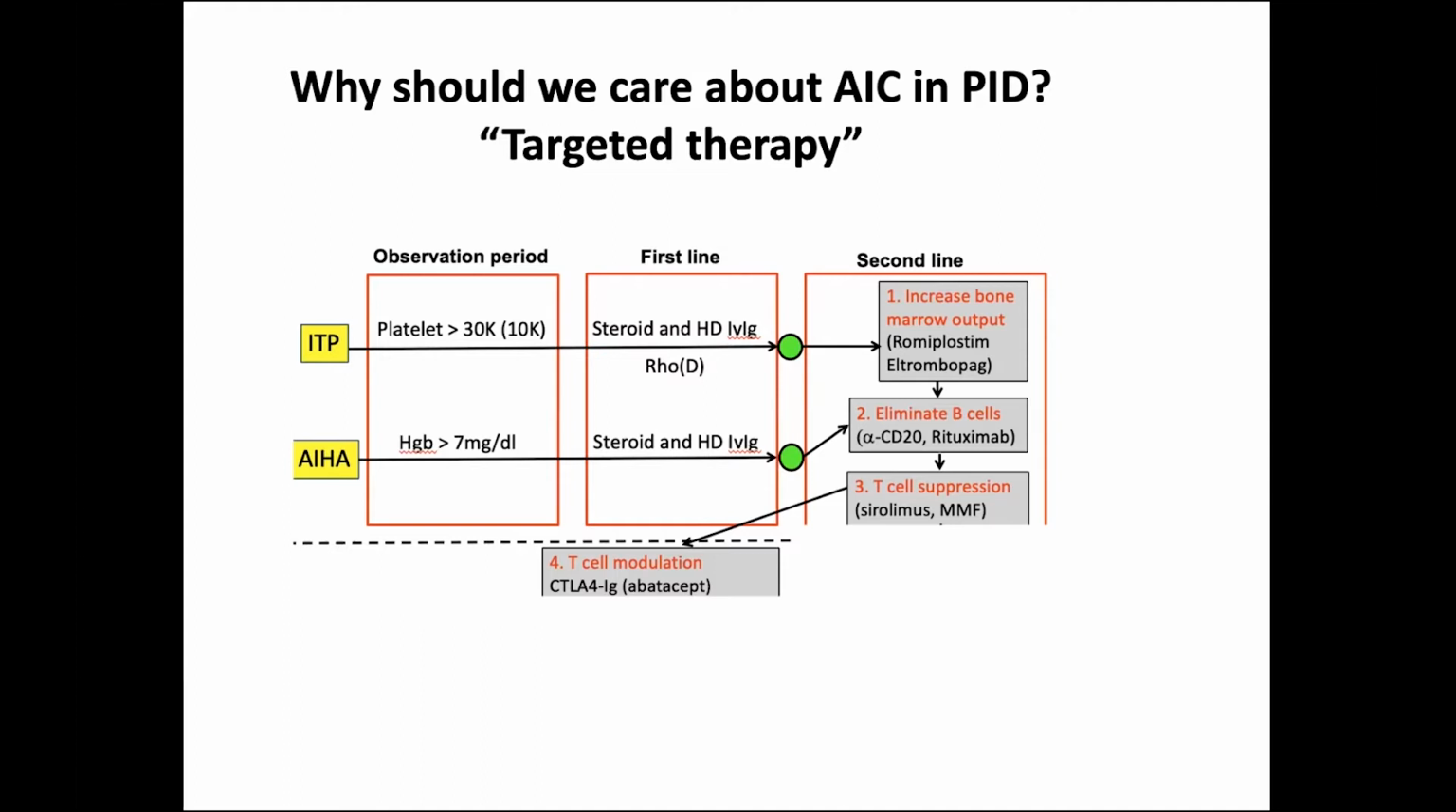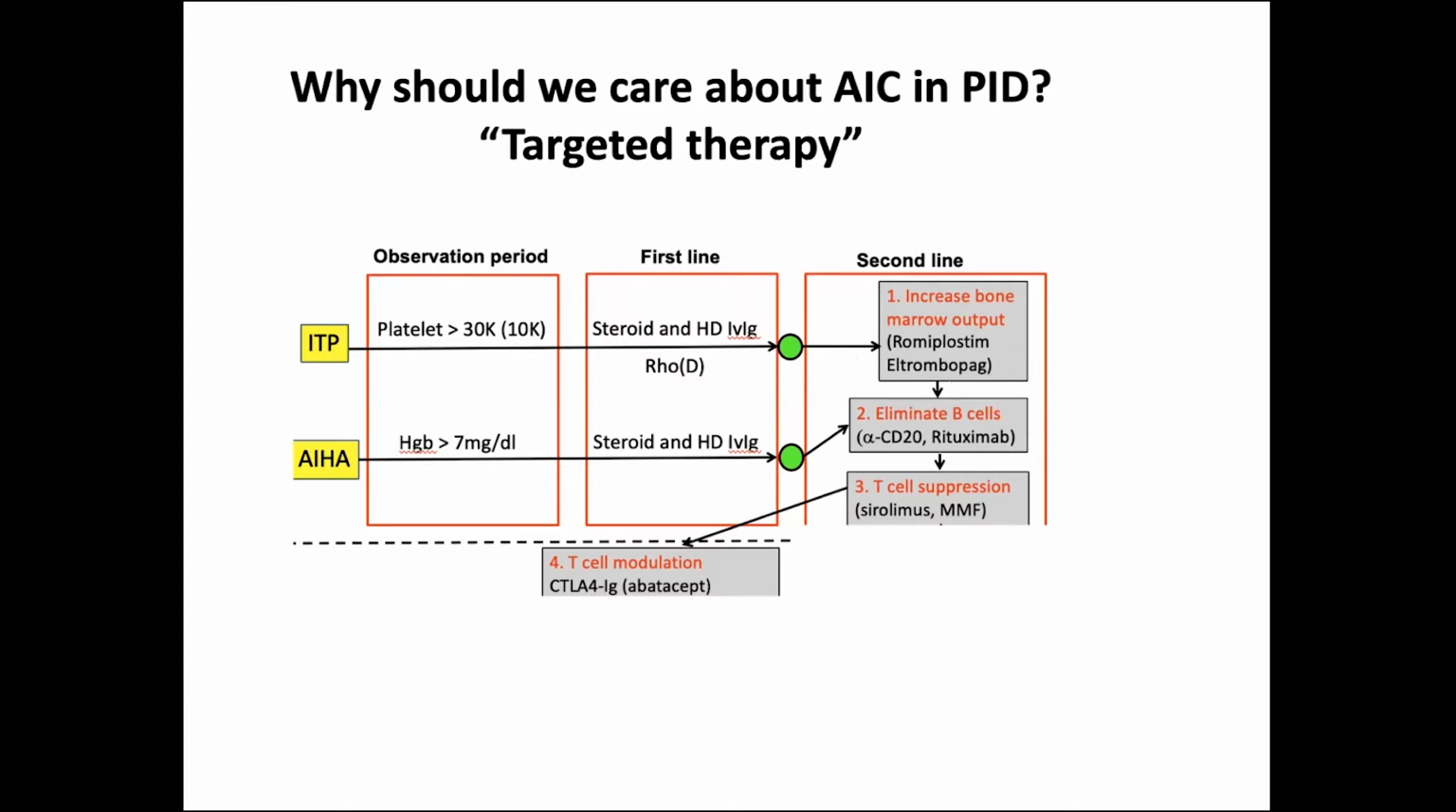And if the platelet count doesn't improve long-term, then it's not uncommon that our patients have to go to second-line therapy. Interestingly, based on the ASH guidelines, the number one second-line therapy is actually to increase bone marrow output of platelets with certain thrombopoietin agonists. The problem with that approach is that we keep on pushing platelets out to the periphery and letting them be destroyed by immune mechanisms.